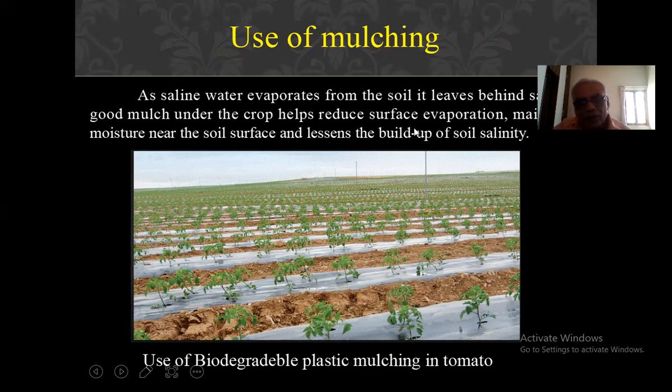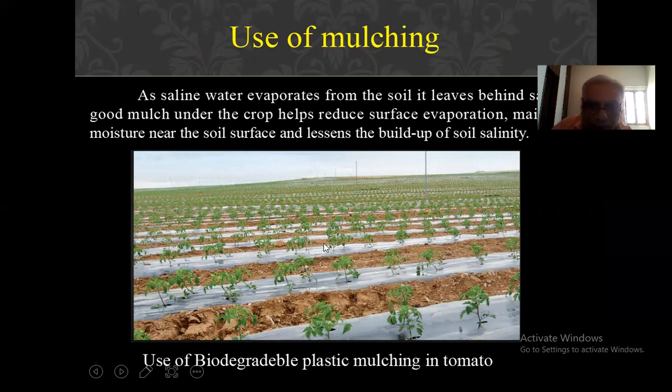Good mulch under the crop helps reduce surface evaporation, maintain moisture near the soil surface and lessen the build-up of soil salinity. So what happens here? Plastic mulch is there. It reduces the evaporation. Whatever moisture is present below the plastic remains, and the evaporation rate is decreased. So the soil stays wet, and the concentration of the salt does not increase. So mulch is advantageous. If plastic mulch is not available, then you can use crop residue, such as straw.